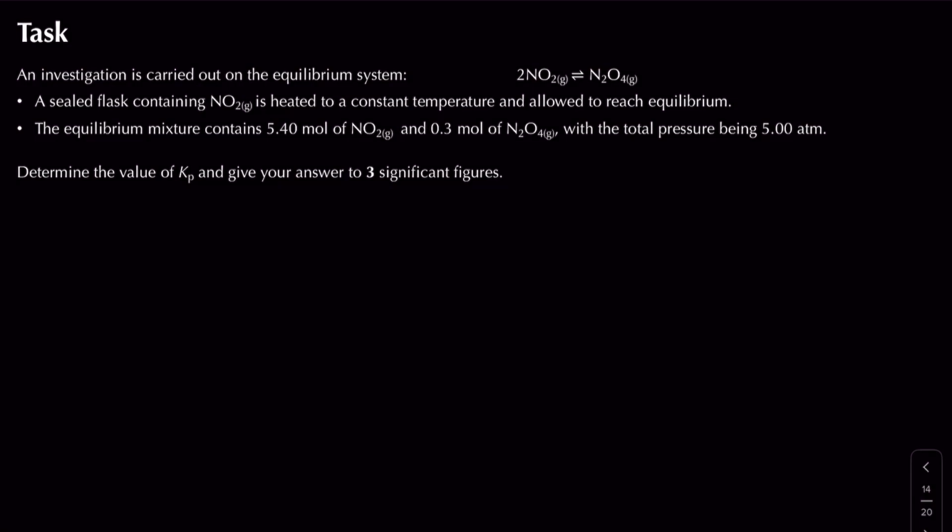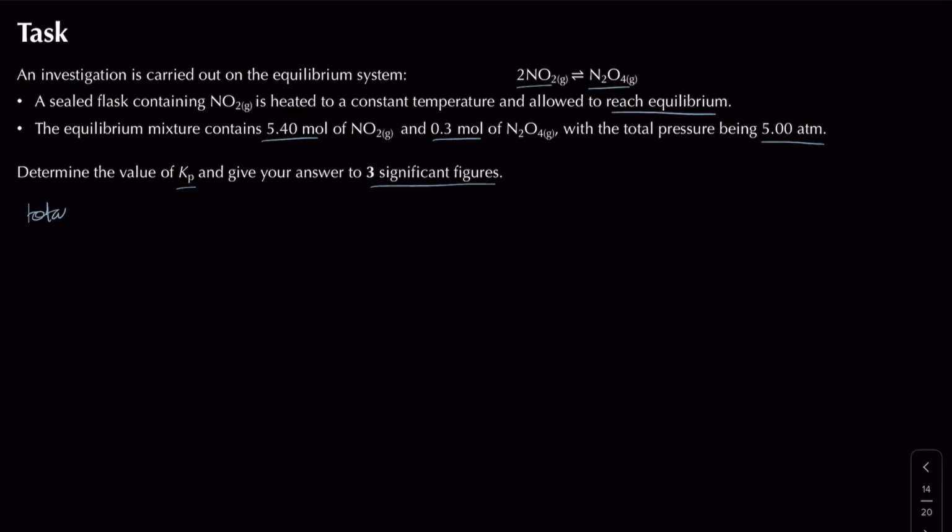So yeah, we've got a similar type of thing over here again, where you can see I've got 2 lots of NO2 make an N2O4. We're told we've got a sealed flask, it's heated to a constant temperature, and it's allowed to reach equilibrium. And the equilibrium mixture, so we don't need a rice box again, contains 5.4 moles of NO2, 0.3 moles of N2O4, and the total pressure in this case is going to be 5 atmospheres. We need to find Kp, and we need to give our answer to 3 significant figures as well.